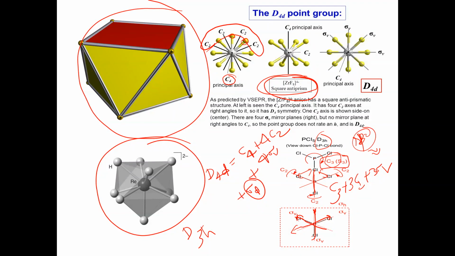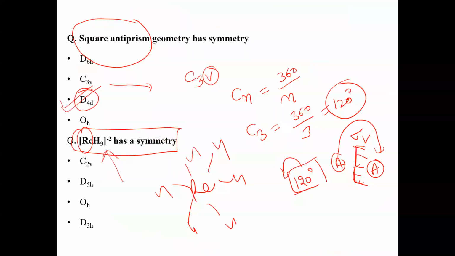And h is the horizontal plane, because this molecule is planar, right? You can see this horizontal plane intersects all the chloride ions and the phosphorus, so that will be your horizontal plane. So overall I can say this particular complex has a symmetry of D3h, right?